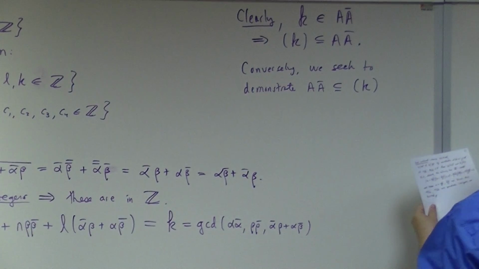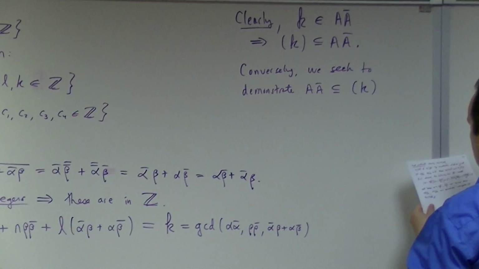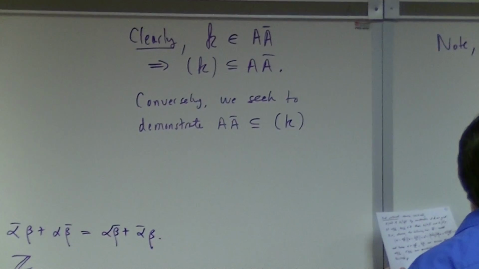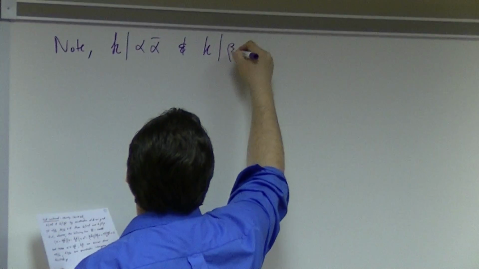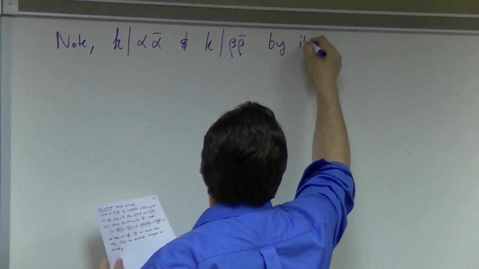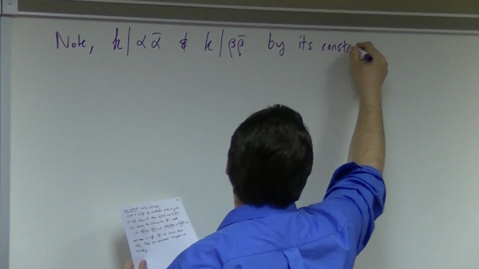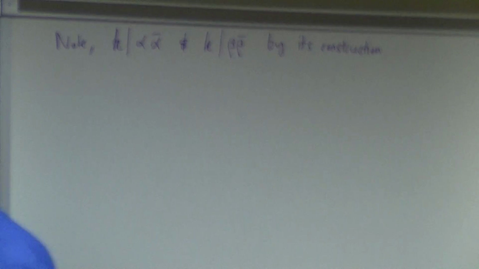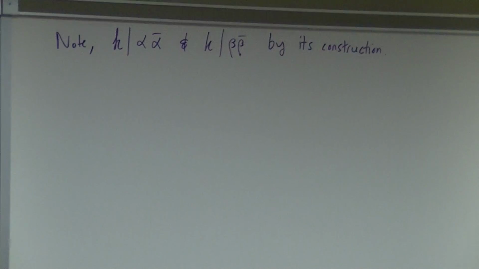Okay, so note K divides alpha alpha bar, and K divides beta beta bar by construction. Right? Because K is the greatest common divisor of alpha alpha bar, beta beta bar, and alpha bar beta plus alpha beta bar, so clearly K is a divisor of alpha alpha bar and beta beta bar. Do you guys agree? Okay. But what else?